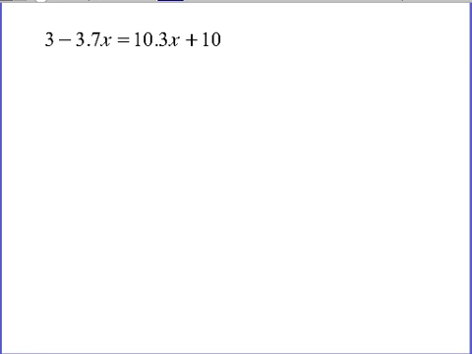Same steps with decimals or fractions, no matter what it looks like. We still use the exact same methods, just the math gets a little more interesting. Look at the variables first. I can either add 3.7x or I can subtract 10.3x. And since I want everything to be positive, I would rather add. So add 3.7x.